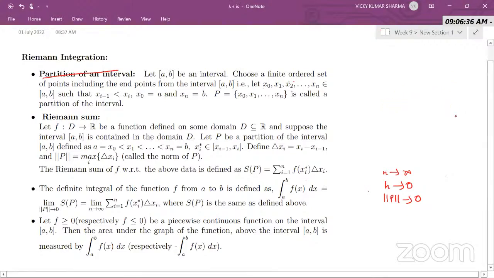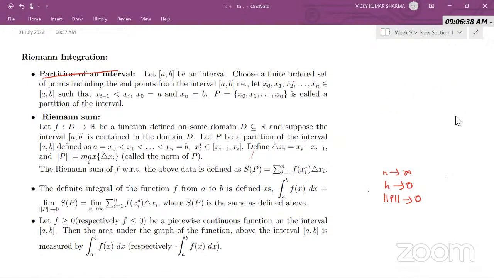Understood? So now let's understand this. In this Riemann sum, when n was tending to infinity, the width was becoming very, very small, and it was tending to 0. When that width was tending to 0, then your norm P is also tending to 0, and I just explained why that is happening. So now let's go with this.